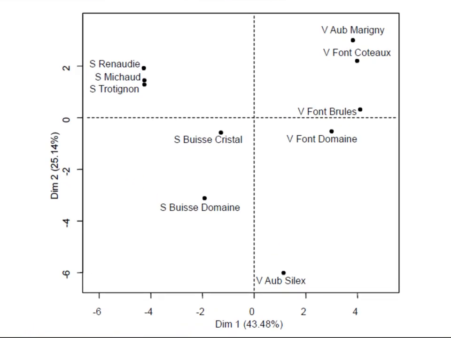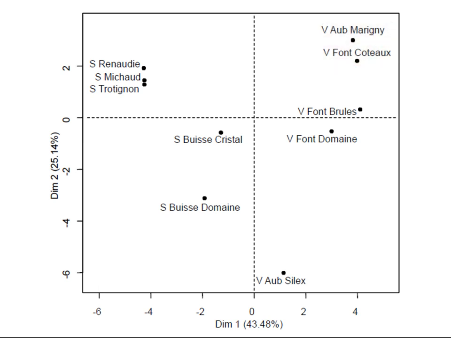This graph shows, for instance, that S. Michaud and S. Trintignant are very close. What does it mean when I say S. Michaud and S. Trottignon are very close? It means that scores for S. Michaud and S. Trottignon are approximately the same, and that is the case whatever the attributes. The scores are almost the same, so points are close. Similarly, Aubussière, Marigny, and Fontaine-Cotto are two wines that have sensory scores that are close for the 27 attributes.